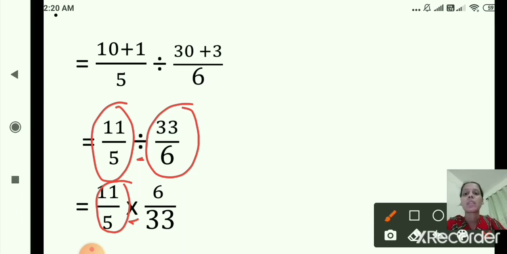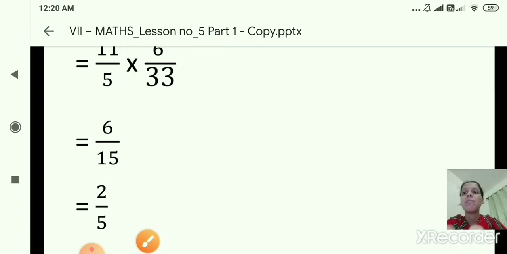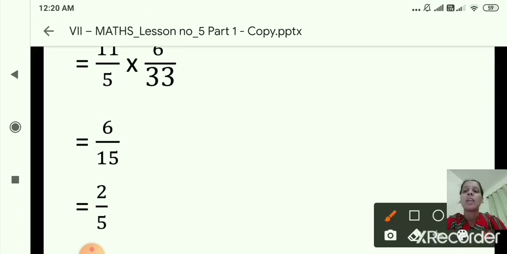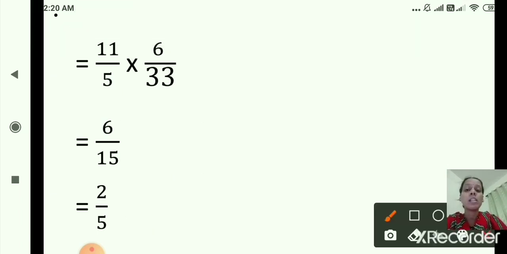So in the next step, but here instead of doing multiplication, here we can cancel the numbers. So first we'll cancel the numbers. 11 ones are 11, 11 threes are 33. So what we got here in the numerator, 1, and here it is 6. So 1 multiply by 6, 6 ones are 6, right?